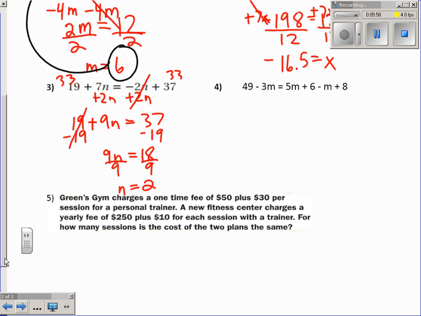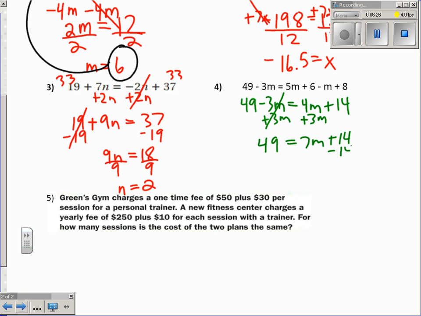All right, let's do these last two here. 49 minus 3m equals 5m plus 6 minus m plus 8. We're going to have to combine like terms here. The left side, we don't have to combine anything, but on the right side, we can combine the 5m and the negative m, which gives you 4m, and then add the 6 and the 8, which is 14. Now we want to get all the variables to one side, all the constants to the other, so I'm going to add a 3m here, add a 3m there. Those go away. I'm left with 49 equals 7m plus 14.